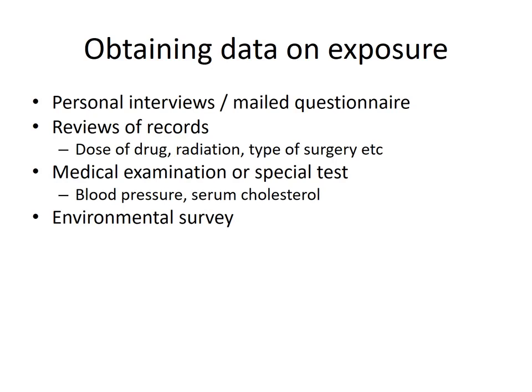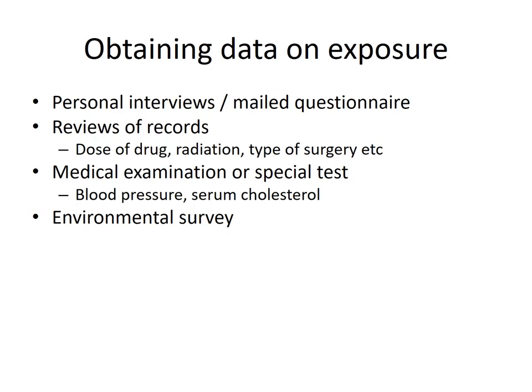Obtaining data on exposure. How do we obtain data on exposure? This could be by personal interviews or mailed questionnaires. So we send or interview subjects and ask them about certain exposure. Or we can review their records. For example, we go to the record of the patient in the hospital to review any information about dosing of drugs, radiation, type of surgery, or we can do a medical exam or special tests for the patients.